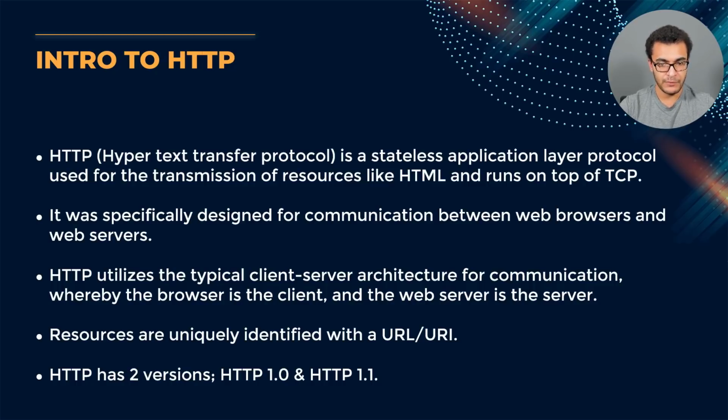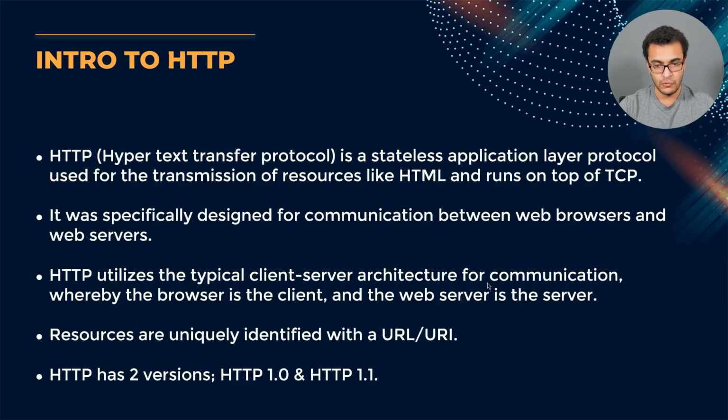Now, resources are uniquely identified with a URL or a URI. So whenever you type an address within your browser, it could be a domain or an address itself. That's a URL or a URI, and that is used to uniquely identify a particular resource, right? And of course, the URI will contain the resource that you're looking for specifically. So for example, a URI could be http website.com, and that could then be redirected to the index.html page or the actual front end of the web application. It's also very important to understand that we have two versions of HTTP, HTTP 1.0 and HTTP 1.1, all right? And 1.1 is typically what is in use right now.